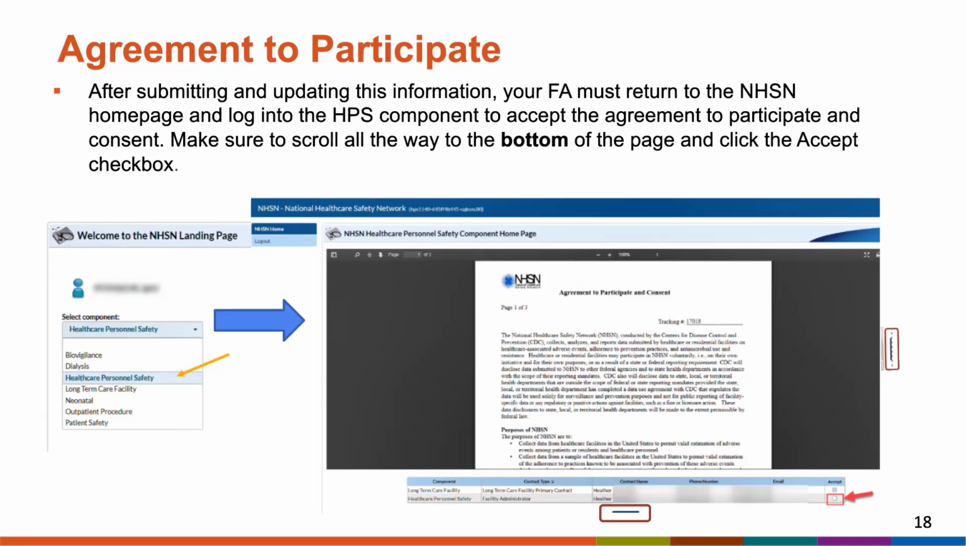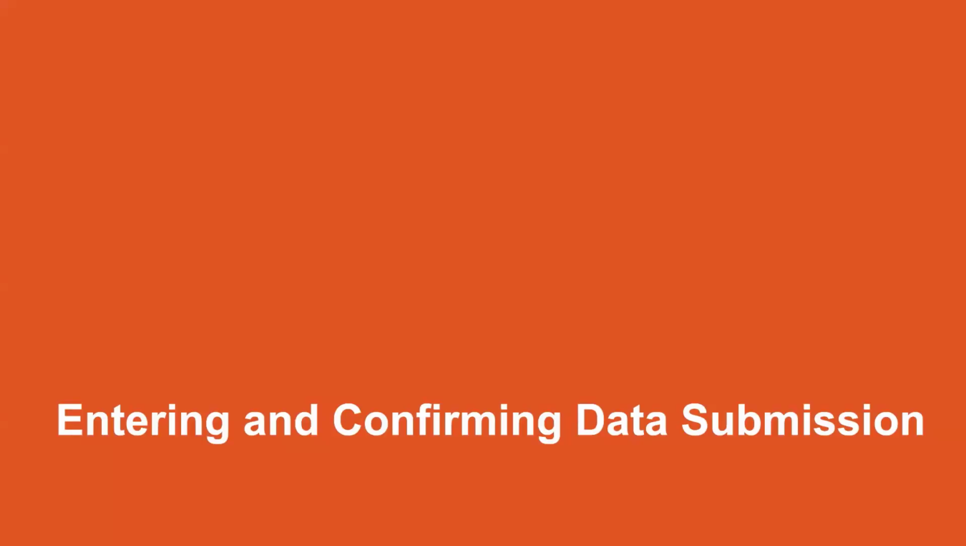Once rights are accepted, your facility is ready to submit data to the HPS component, including annual influenza vaccination data. Be sure to scroll all the way to the bottom of the page and click the Accept checkbox. Now go over entering data for the HCP Influenza Vaccination Summary.